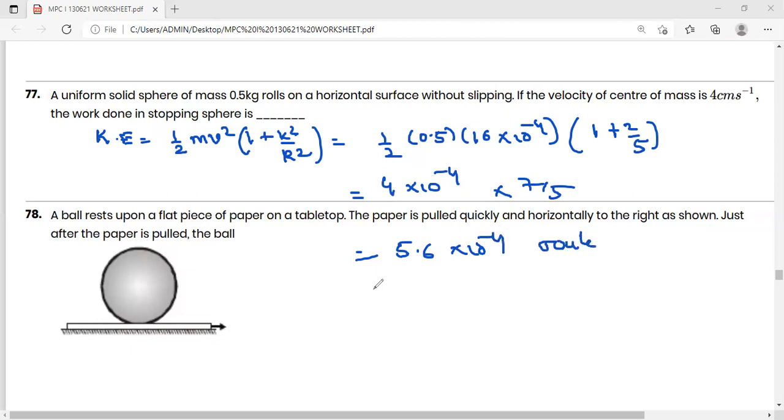And the question is to completely stop the sphere. That means the initial kinetic energy is this much, 5.6 into 10 power minus 4 joule, and the final kinetic energy should be 0 only. We have to stop it. That means the change in kinetic energy is nothing but work done. So work done is nothing but change in kinetic energy. So this value to 0 in the sense, this is the change in kinetic energy. So the answer will be 5.6 into 10 power minus 4 joule.